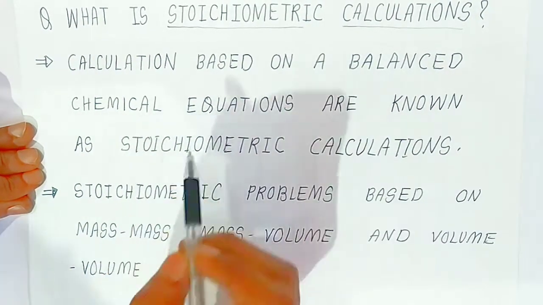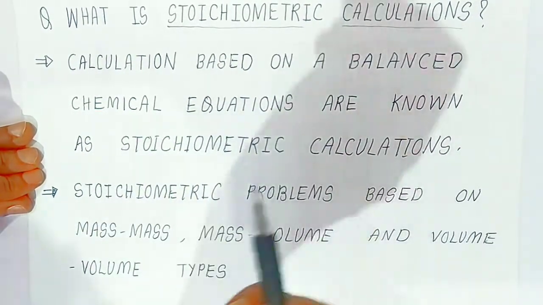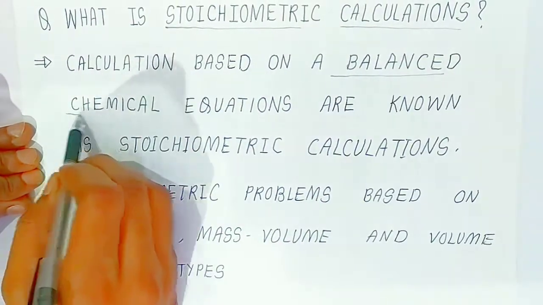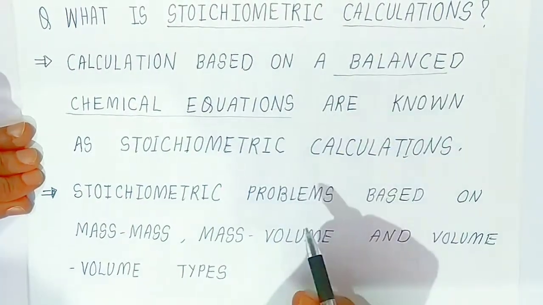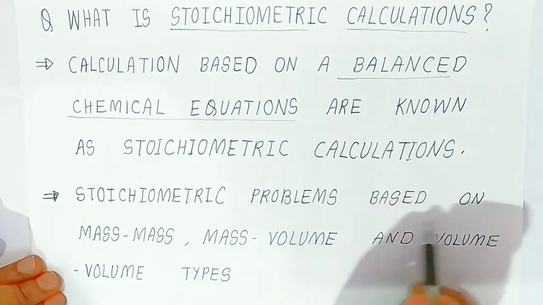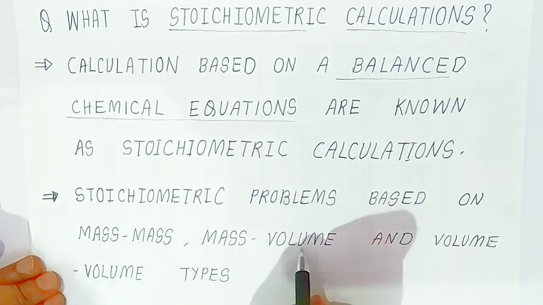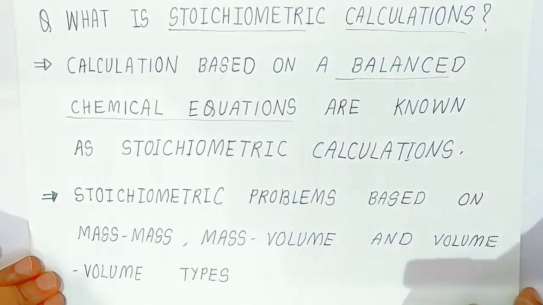So students, you should be able to write the balanced chemical equations. If you know that, then only you can find out the amount. We are going to see stoichiometrical problems based on mass and volume here.